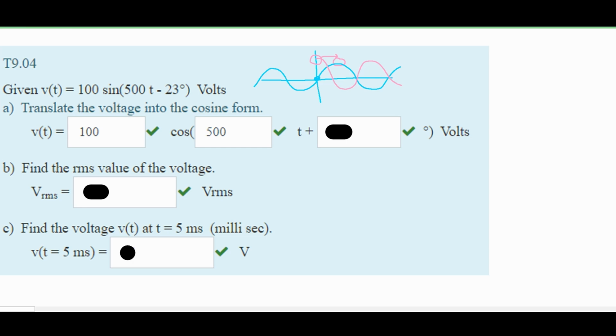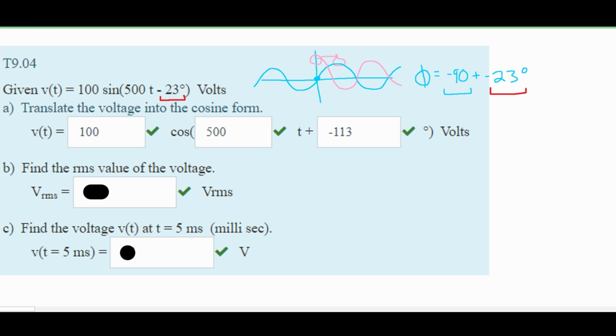Since it's 90 degrees behind our sine, our cosine phase shift is going to be equal to a negative 90 degrees plus a negative 23 degrees. This negative 90 degrees is constant. Now our negative 23 degrees comes in because we have this phase right here. That's why it's being added. So if we add these two together, we are going to get negative 113 degrees.